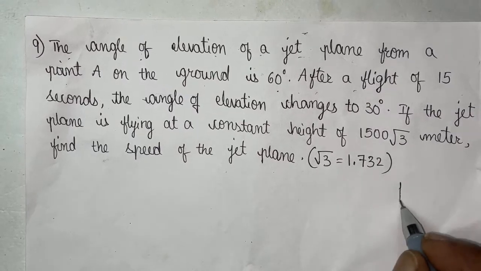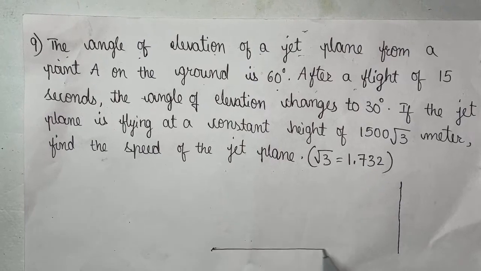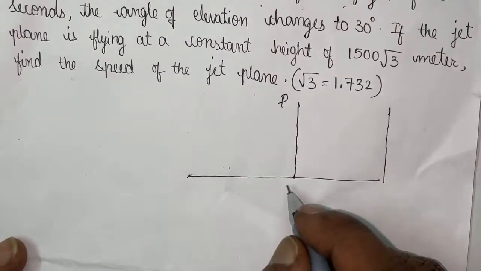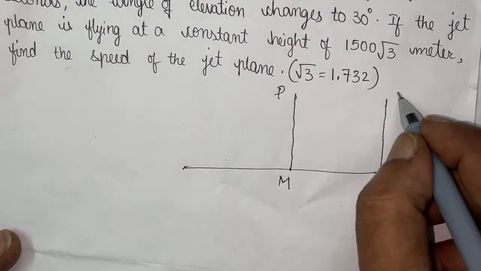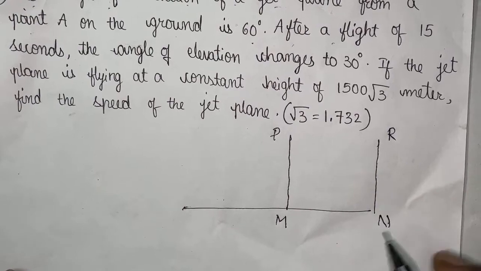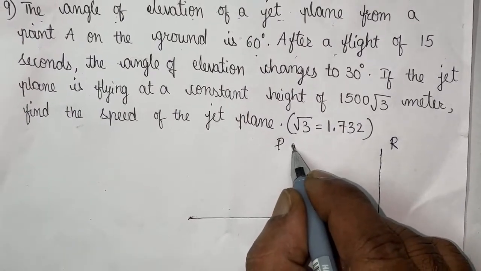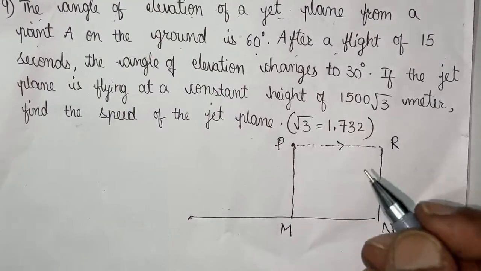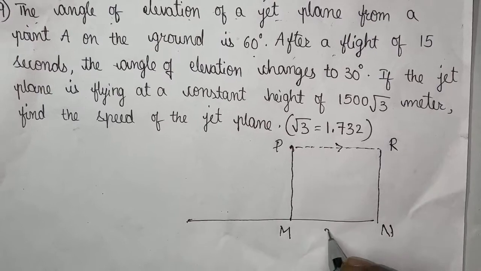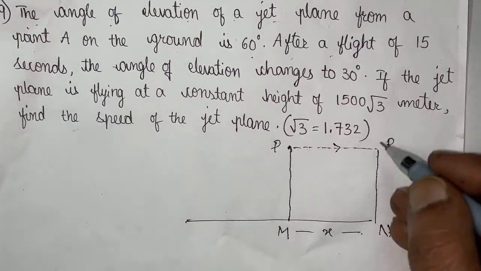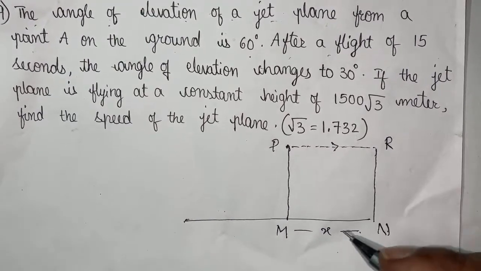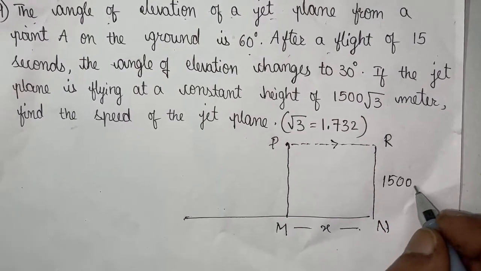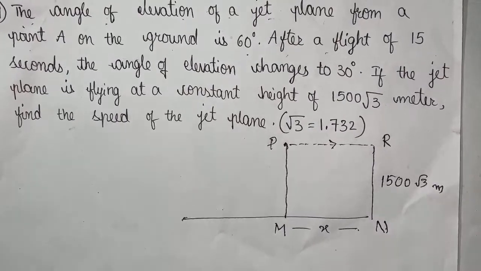Now we can see one interesting diagram I will take. Here one point I'm taking as P, this point as M, here the point as R, and the point as N. The jet plane is starting from the point P and moving towards the point R. How much distance it moves, we don't know, that we call X. And the height of the jet plane from the ground is 1500 root 3 meters.